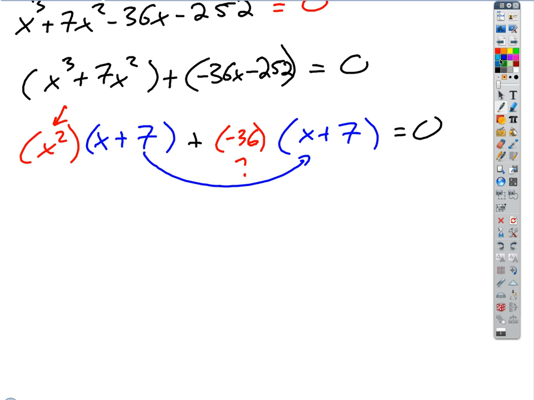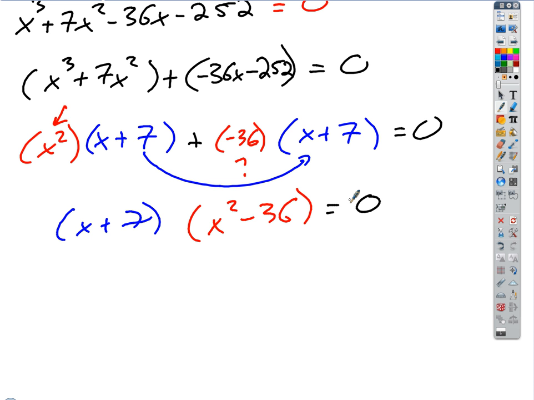Okay, so we're essentially factoring out the x plus 7 because that's the common factor. Each of the 2 groups has the blue factor in it. So I can undistribute that, right? That leaves us with x squared plus negative 36, or x squared minus 36.